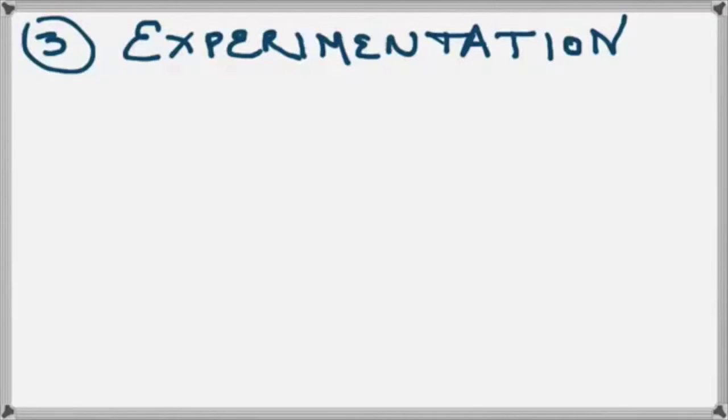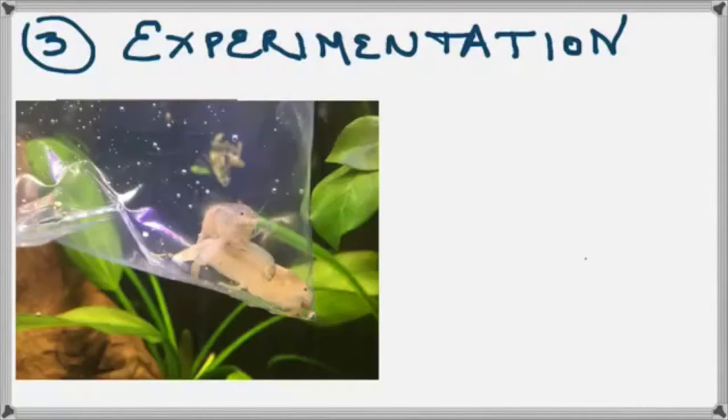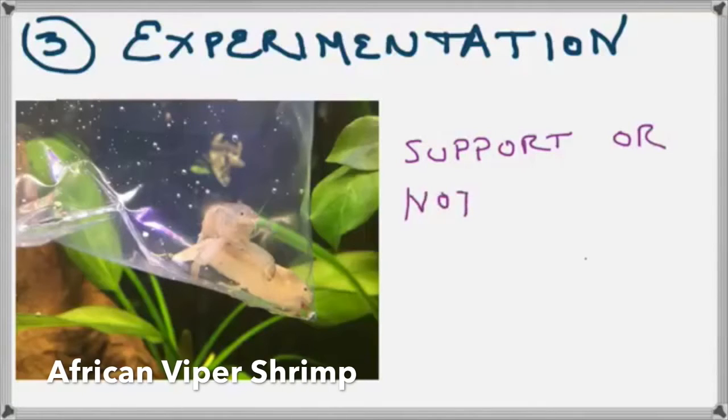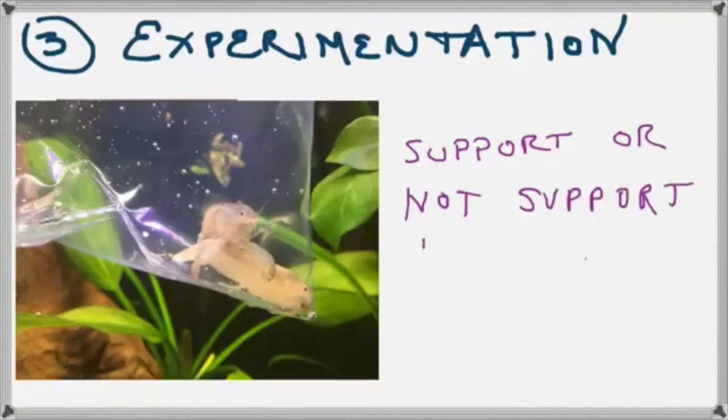For a hypoxia study, an investigator might set up 2 or 3 different levels of oxygen dissolved into water tanks with an indicator aquatic species. An indicator species is known to be highly sensitive to environmental changes. In this case, we'd be looking at fluctuations in oxygen availability. And the African viper shrimp is a good example of an indicator species. Thus, in step 3, we are looking to design an experiment to support or not support the hypothesis.